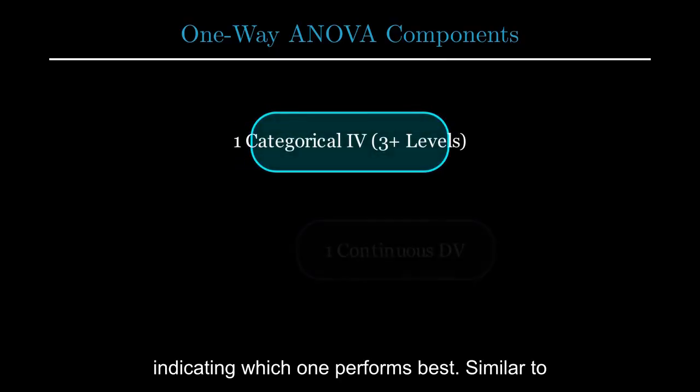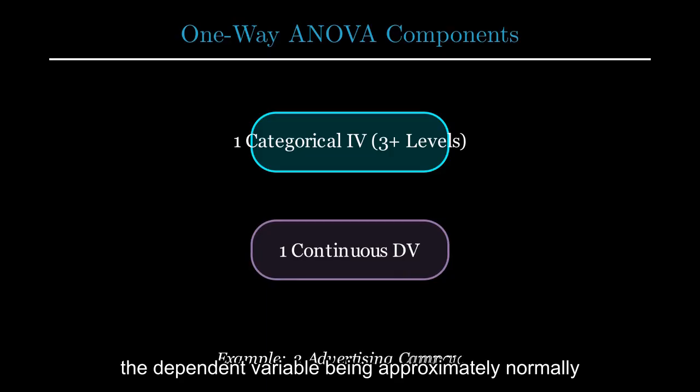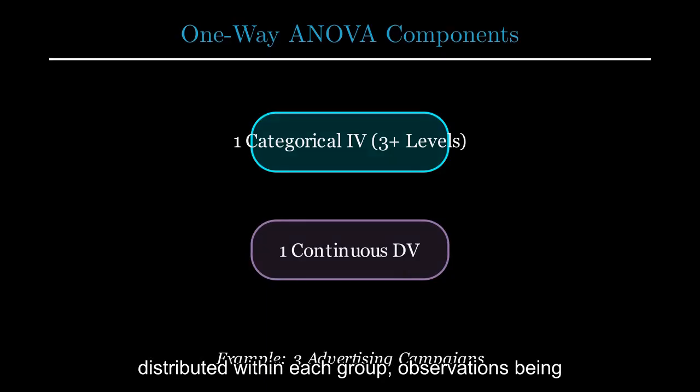Similar to T-tests, ANOVA also has assumptions. These include the dependent variable being approximately normally distributed within each group, observations being independent, and the variances of the dependent variable being equal across all groups.